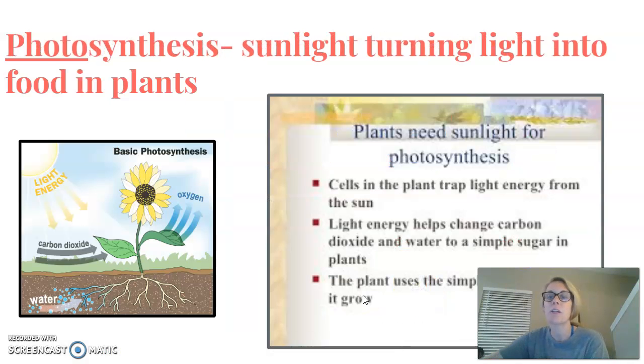And the last word is photosynthesis. Say photosynthesis. Photosynthesis. The root is photo. Say photo. Photo means light. So photosynthesis is plants turning sunlight into food. So carbon dioxide and light go in and out comes oxygen. But meanwhile, the plant gets food.